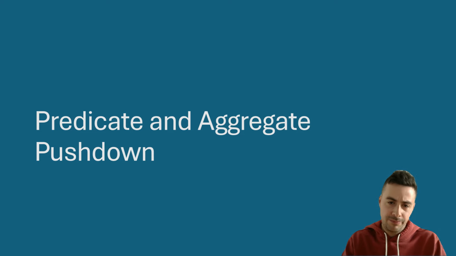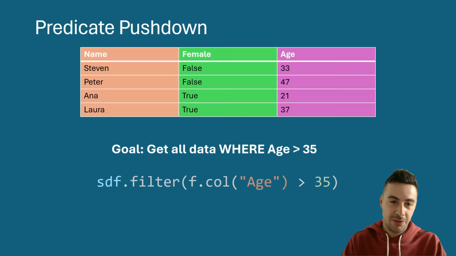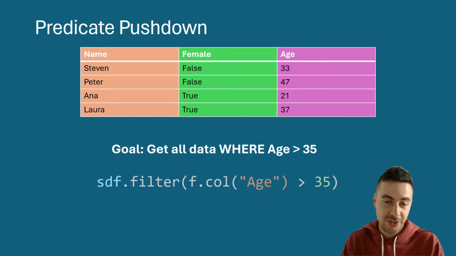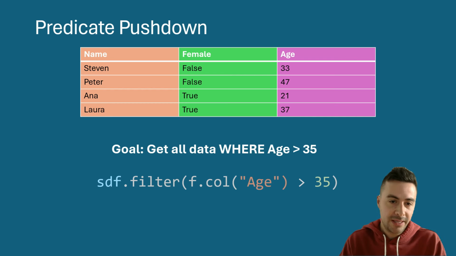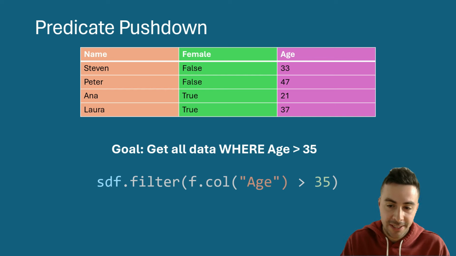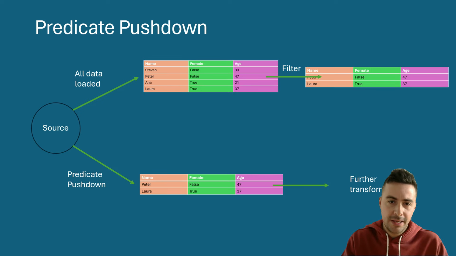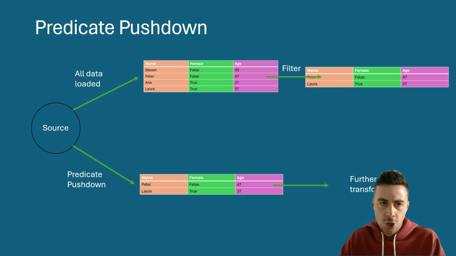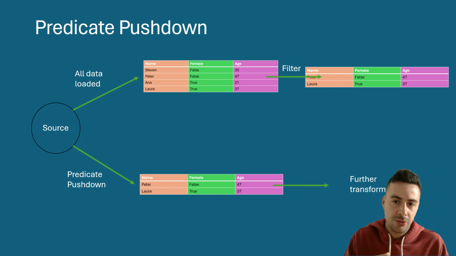Now let's talk about predicate and aggregate pushdown, especially with our favorite file format Parquet. So imagine you have a table. So name, female, and age are the columns. And now you want to get to know all the rows which have an age above 35. So that's how you write it in Spark. And what predicate pushdown is doing is pretty much pushing this filter down to the source.